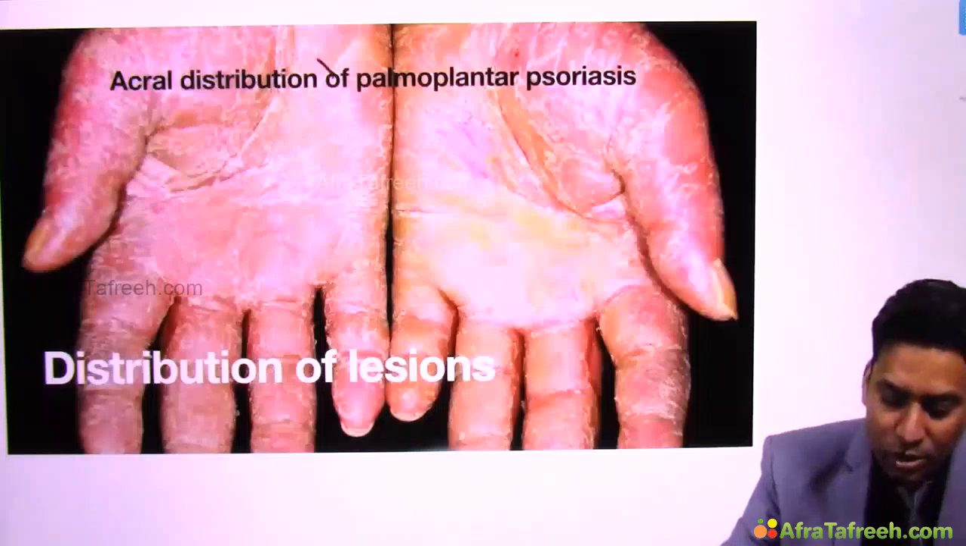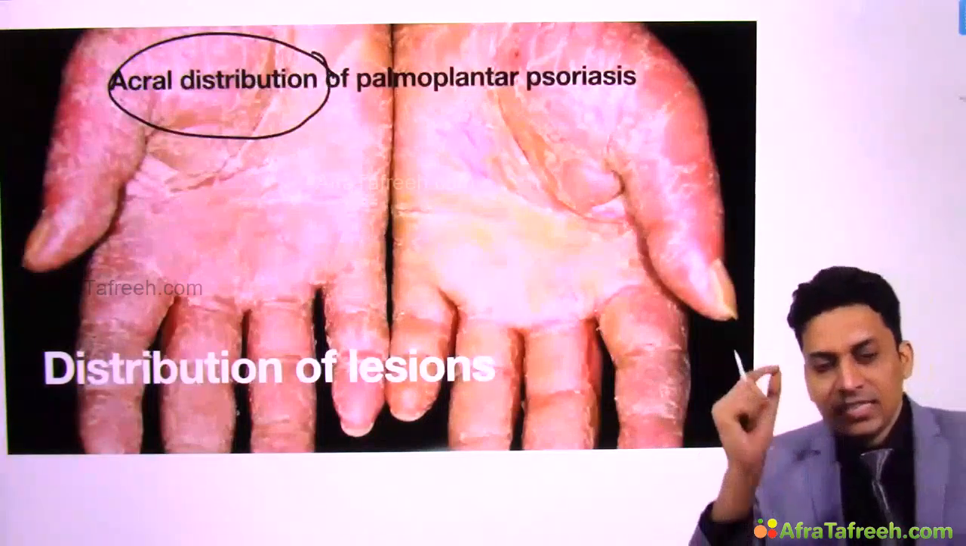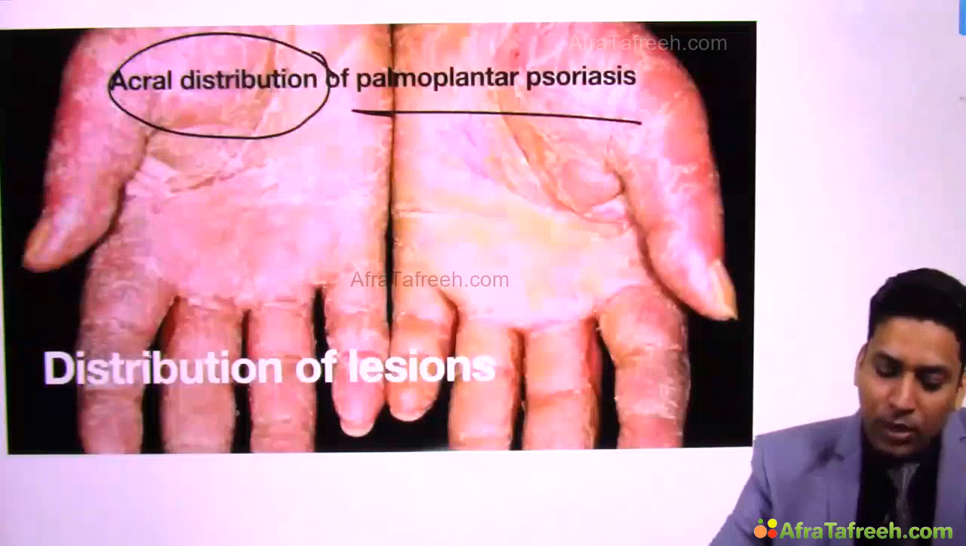So acral distribution will be seen. Acral, that is hands and feet, will be involved. Like you can see these erythematous scaly lesions over palm and sole in a patient of palmoplantar psoriasis.